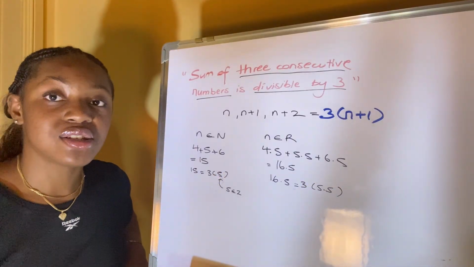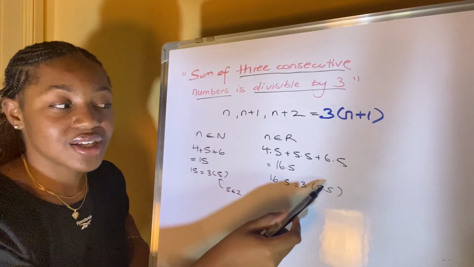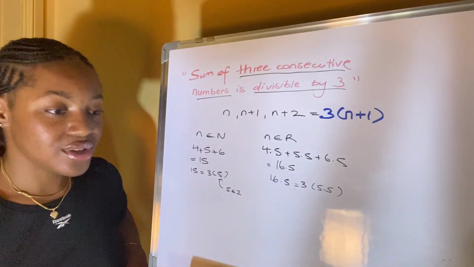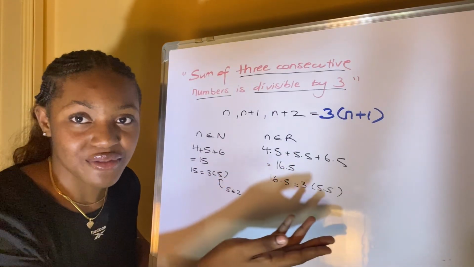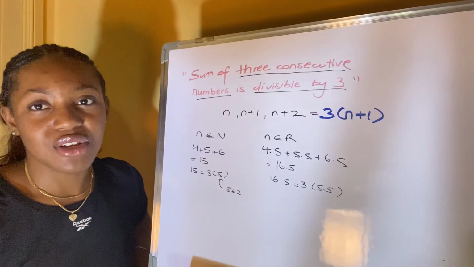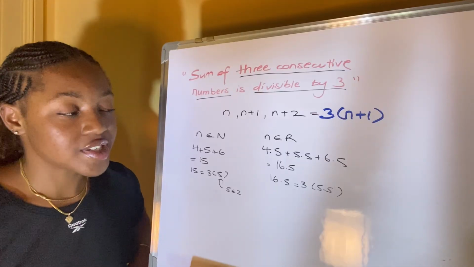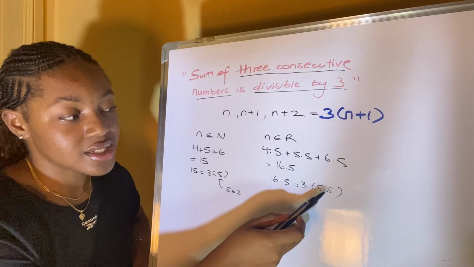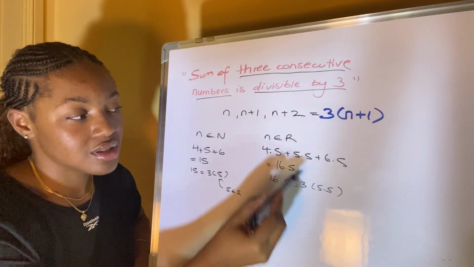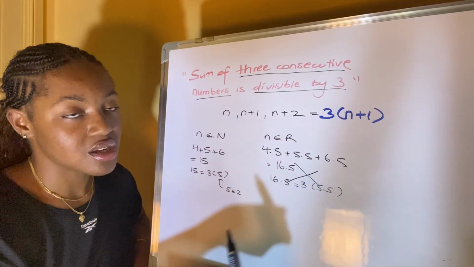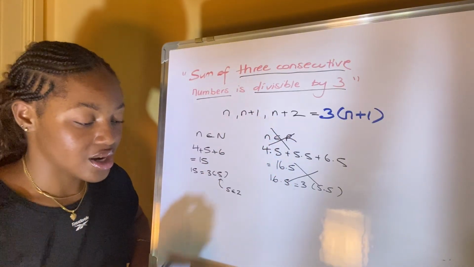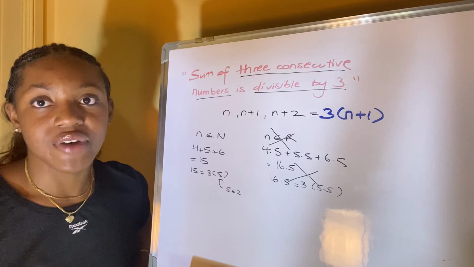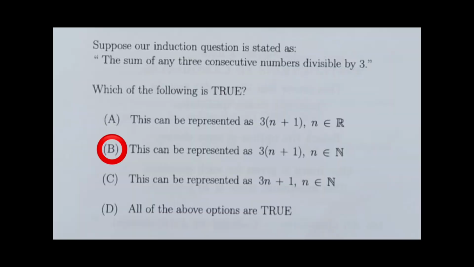Is 5.5 an integer? No, because there's a decimal place there. And usually with a decimal, or if we express that as a fraction, that would simply represent our remainder. So therefore, since this is not an integer, this is not divisible. 16.5 is not divisible by 3, and it is not true for n being a part of the set of real numbers. Therefore, our answer is B.